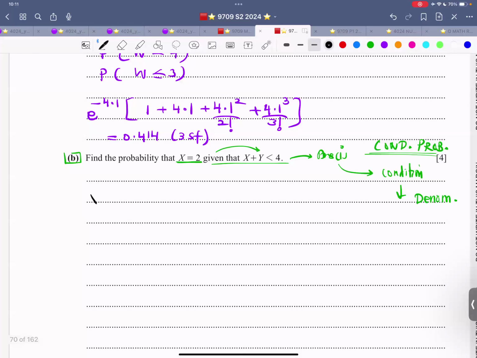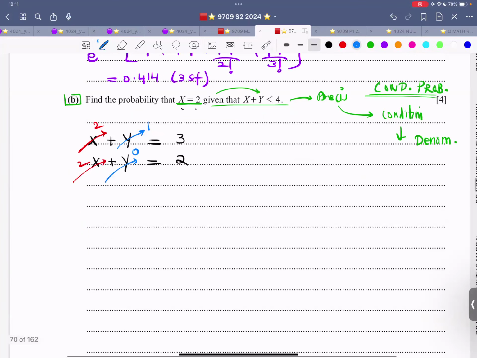Now, when we are talking about X plus Y less than 4, that means X plus Y can add up to 3. X plus Y can add up to 2. X has to be 2. Keep that in mind. That means if I take this to be 2, this would be 1. Makes sense? And if I take this to be 2, then X should be 0. So we are working for this.